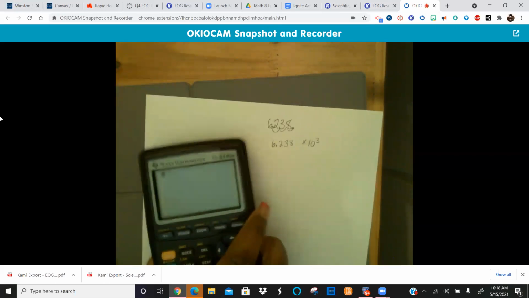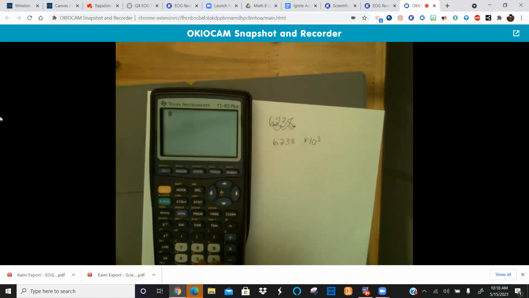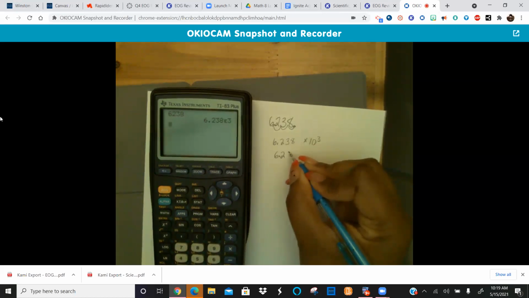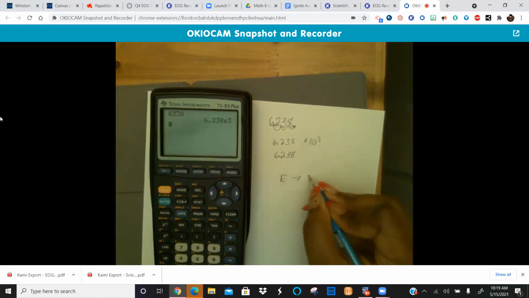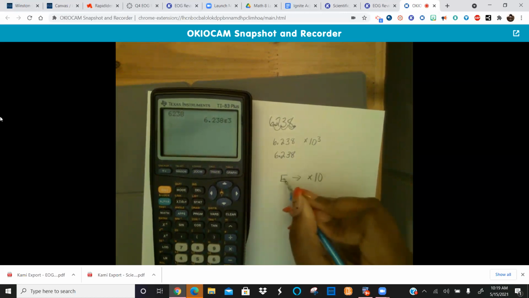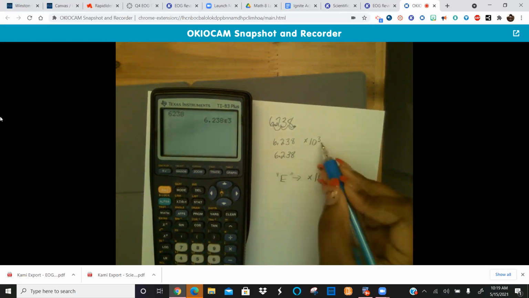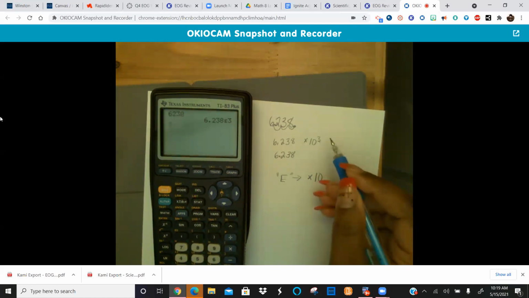But in the calculator, we just changed our calculator to scientific notation mode. So now let's type in this number, 6,238, and enter. And do you see the calculator came up with the same thing? And they wrote E, but E in the calculator is the same as saying times 10. That's important to know that this is the meaning of E. And the number behind the E is the exponent. So your exponent is 3. Are you okay with that? Yes, ma'am. You sure? Mm-hmm.